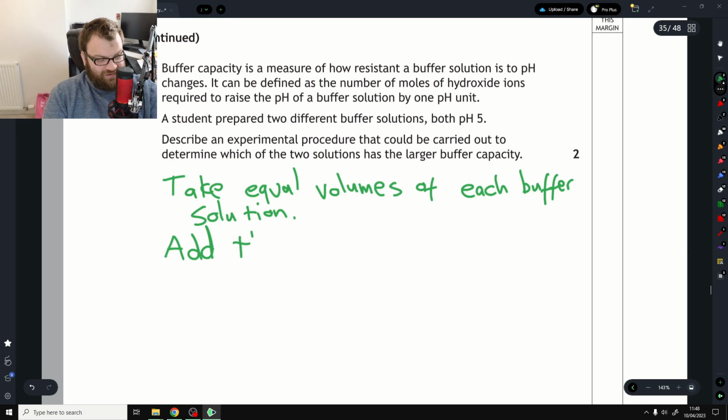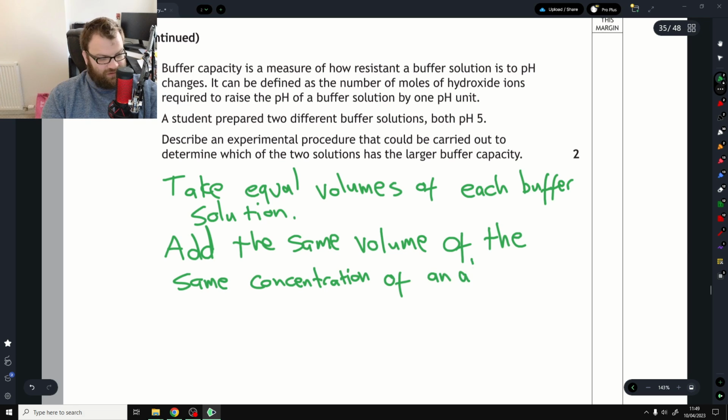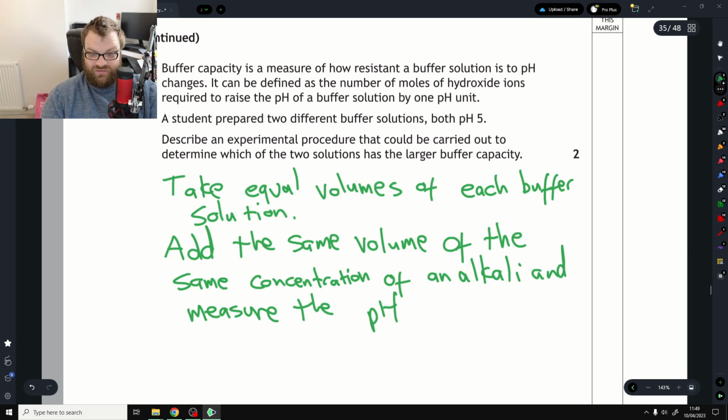Then you add the same volume, and again you want the same concentration, of the alkali that we're adding. Same volume, same concentration of alkali, and measure the pH. It's going to rise, so measure the pH rise.